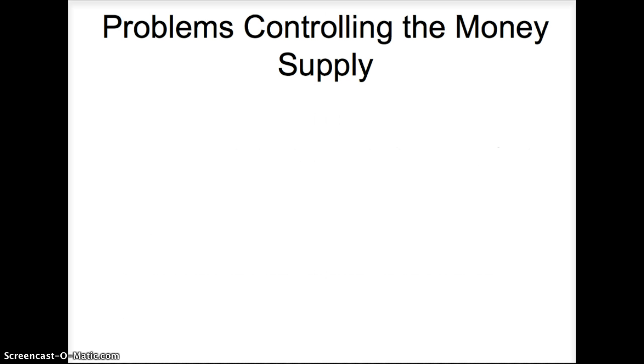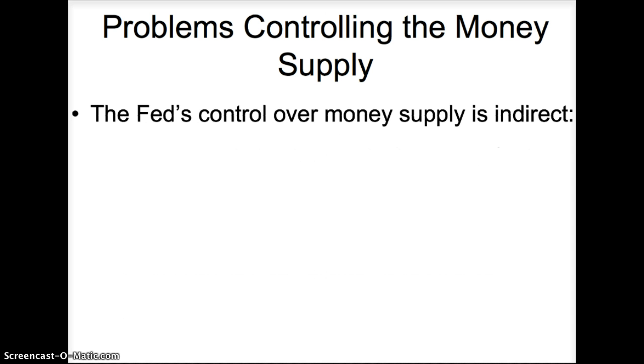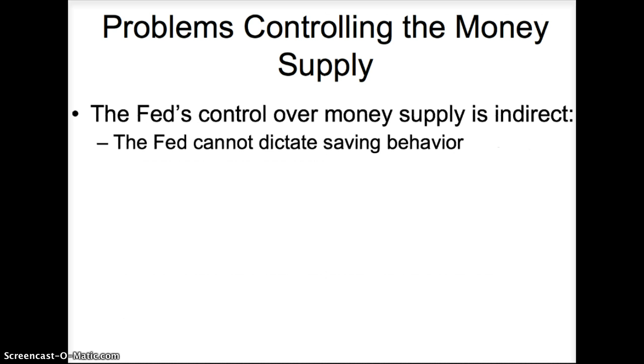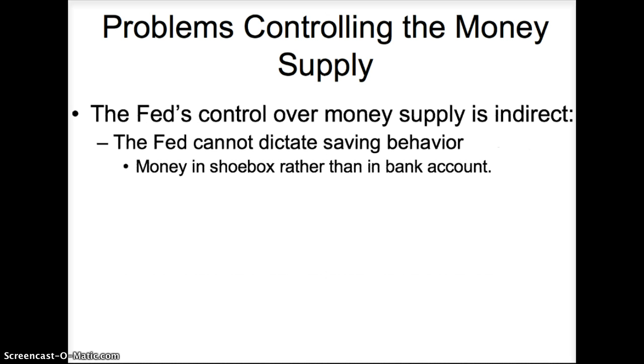There are 2 problems controlling the money supply. The Fed's control over money supply is indirect. The Fed cannot dictate savings behavior. Sometimes people put money in shoeboxes or safes rather than depositing money into bank accounts.